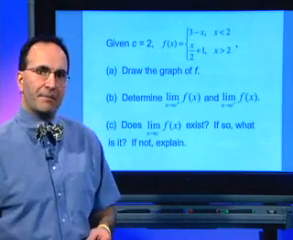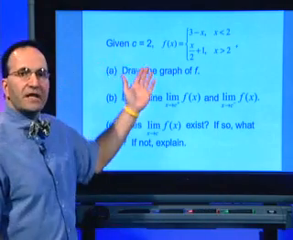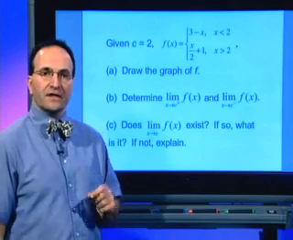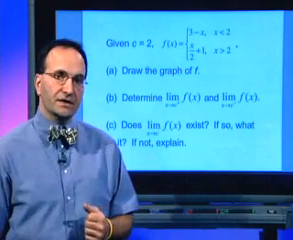So let's try an example. Given that c is equal to 2, we have f of x is equal to 3 minus x when x is less than 2, and it's equal to x divided by 2 plus 1 when x is greater than 2. Draw the graph of f, determine the limit as x approaches c from the positive side and the limit as x approaches c from the negative side, and then answer the question, does that limit exist? And if so, what is it? And if it doesn't exist, explain why it doesn't exist.